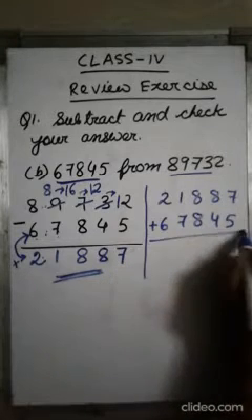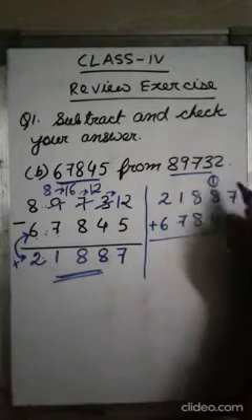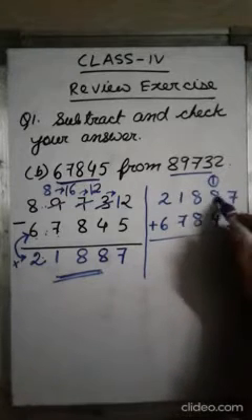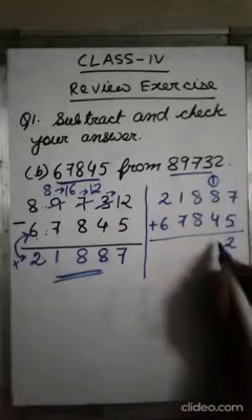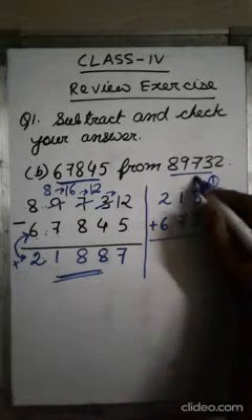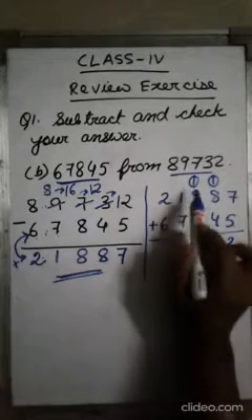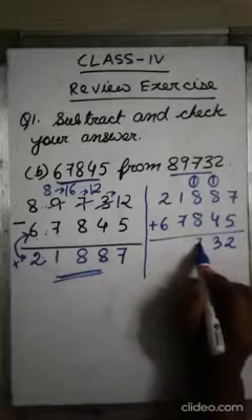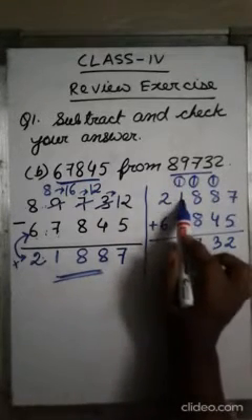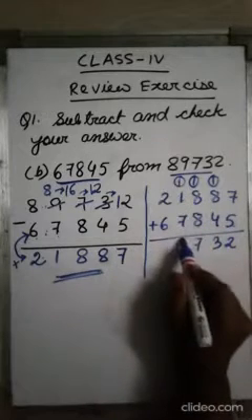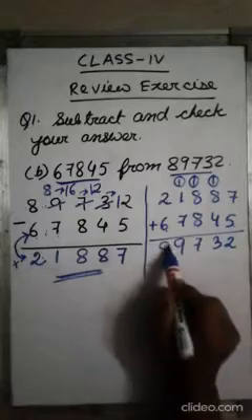67,845. 5 plus 7 is 12. 1 is carried. 8 plus 4 is 12. 12 plus 1 is 13. Again 1 is carried. 8 plus 8 is 16, plus 1 is 17. 7, again 1 carry. 7 plus 1 is 8. 8 plus 1 is 9. 2 plus 6 is 8.